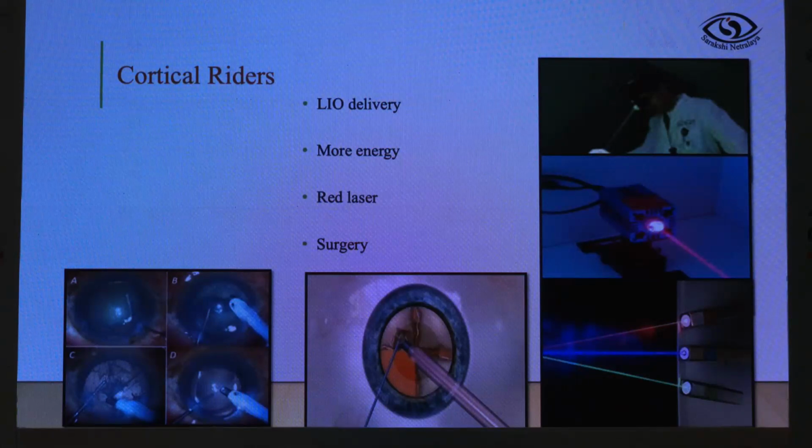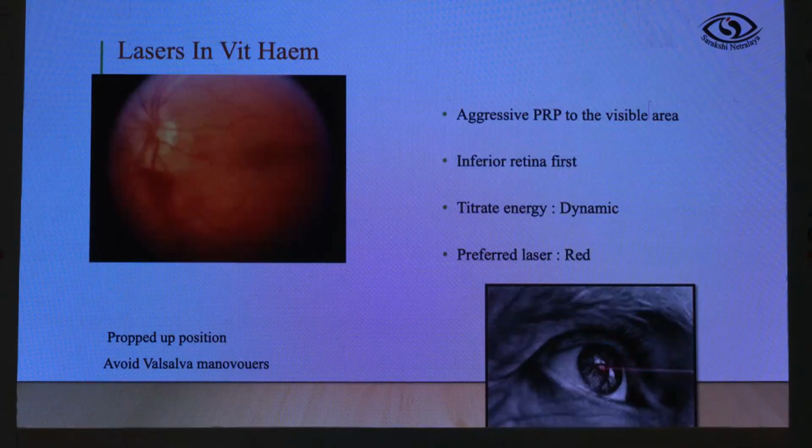So in cases of cataract, LIO delivery system is preferred. Red lasers are preferred, and if you use more energy, you can do the pan-retinal photocoagulation. But if you feel that the media haze is significant and none of the methods are able to help you complete the PRP, then we should first go for the surgery and then do the pan-retinal photocoagulation.